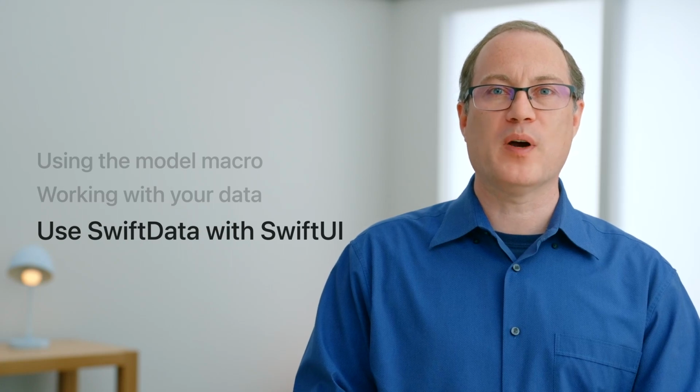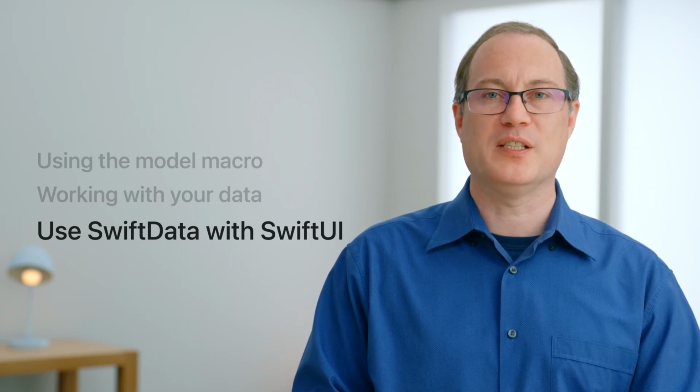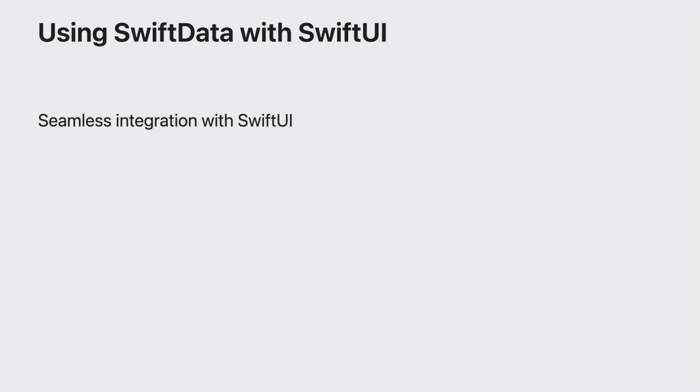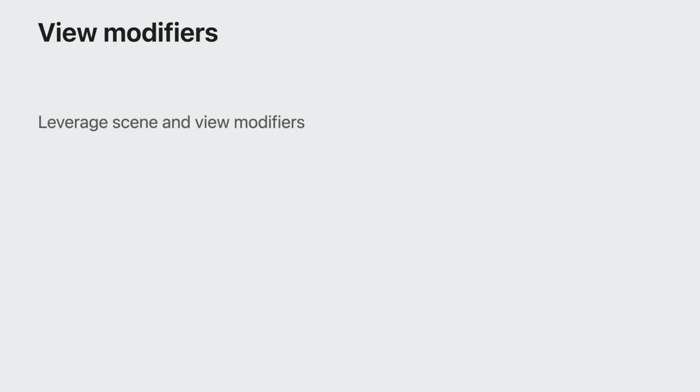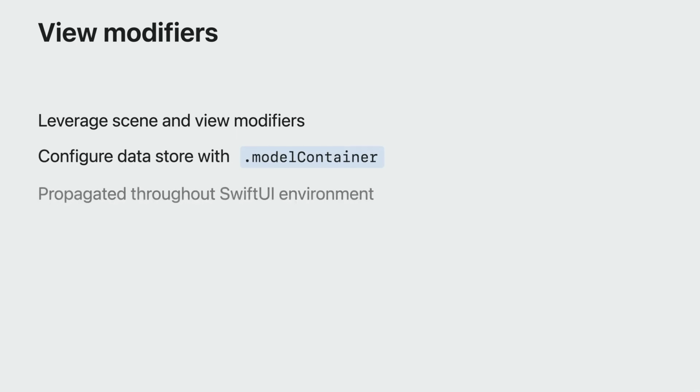SwiftData was built with SwiftUI in mind, and using them together couldn't be easier. SwiftUI is the easiest way to get started using SwiftData. Whether it's setting up your SwiftData container, fetching data, or driving your view updates, we've built APIs directly integrating these frameworks. The new SwiftUI scene and view modifiers are the easiest way to get started building a SwiftData application. With SwiftUI, you can configure your data store, change your options, enable undo, and toggle autosaving. SwiftUI will propagate your model context in its environment.